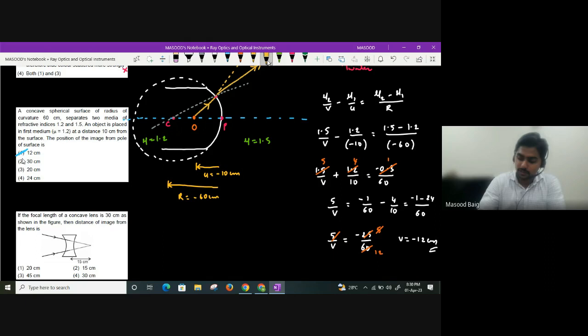And where will that image be formed? See, these rays will appear to come from this particular point. So a virtual image is formed here, guys. It will be at what distance? 12 centimeters from the surface. Clear, all of you?